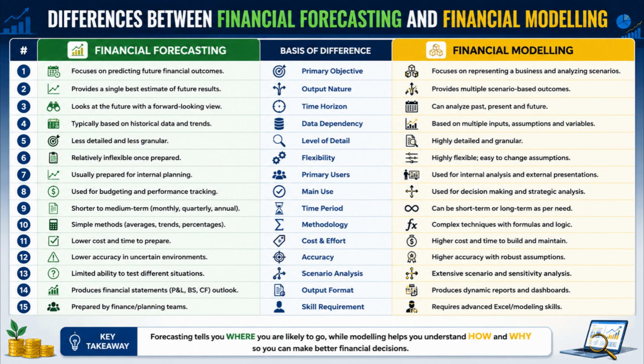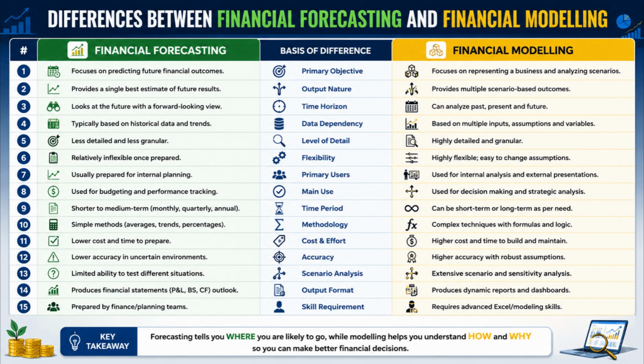Number 7. Financial forecasting is usually prepared for internal planning purposes, whereas financial modeling is used for both internal analysis and external presentations. Number 8. Financial forecasting is commonly used for budgeting and performance tracking, whereas financial modeling is used for decision-making and strategic analysis. Number 9. Financial forecasting is generally prepared for short to medium-term periods such as monthly, quarterly, or annual forecasts, whereas financial modeling can be used for both short-term and long-term analysis.